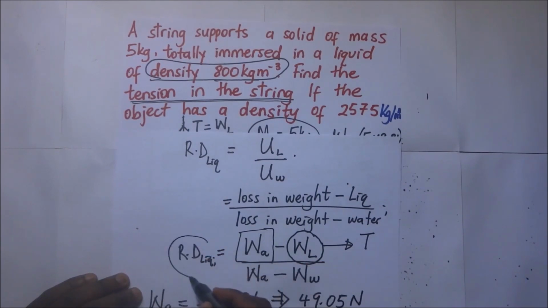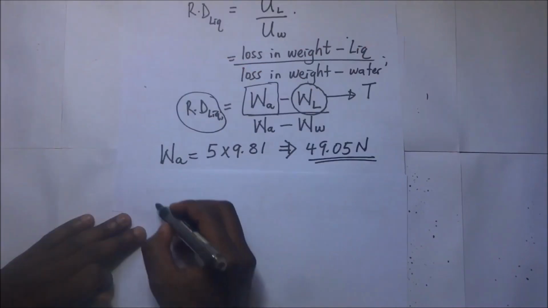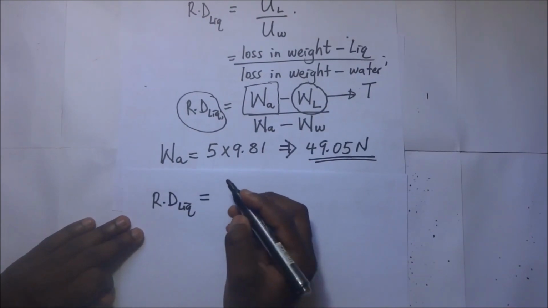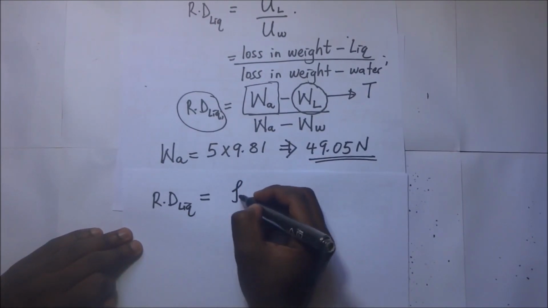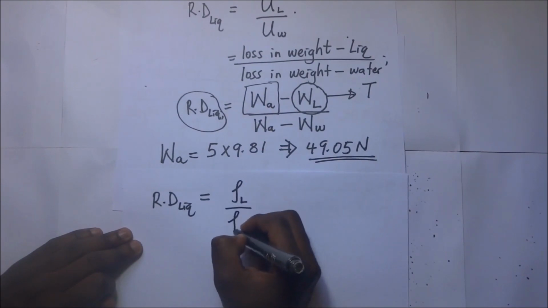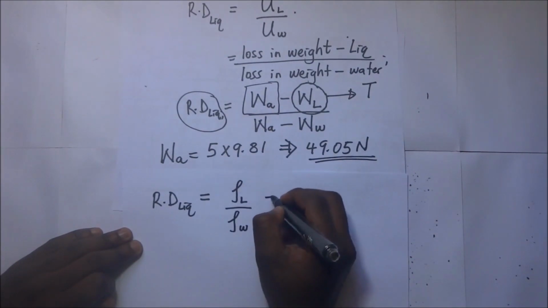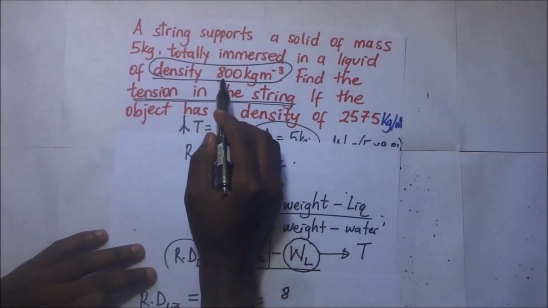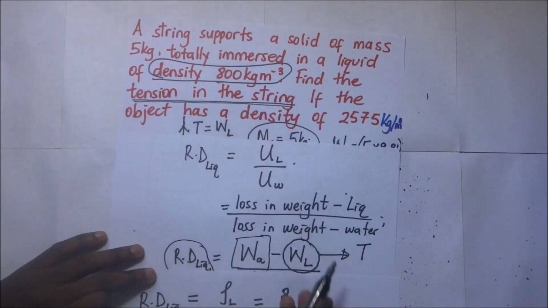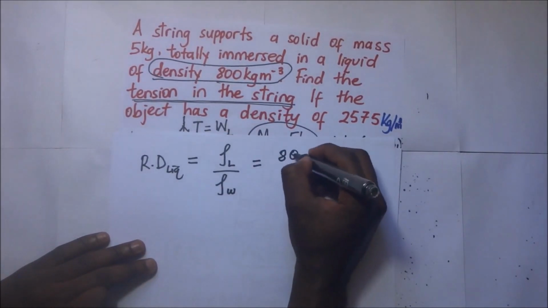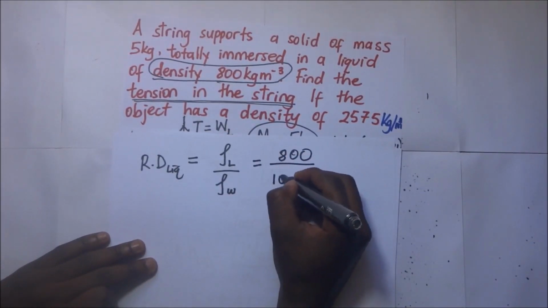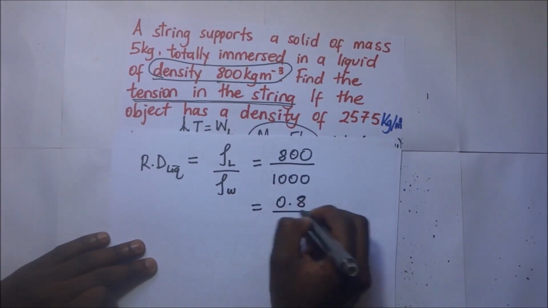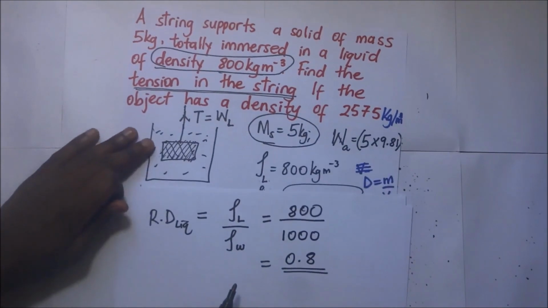So let's go ahead and find the relative density of the liquid. From the definition of relative density, it's the density of the liquid divided by the density of water. According to our question, the density of the liquid is 800 kilograms per meter cubed. So it is 800 divided by the density of water, which is a standard 1000. So this is going to be 0.8. That's the relative density of the liquid.